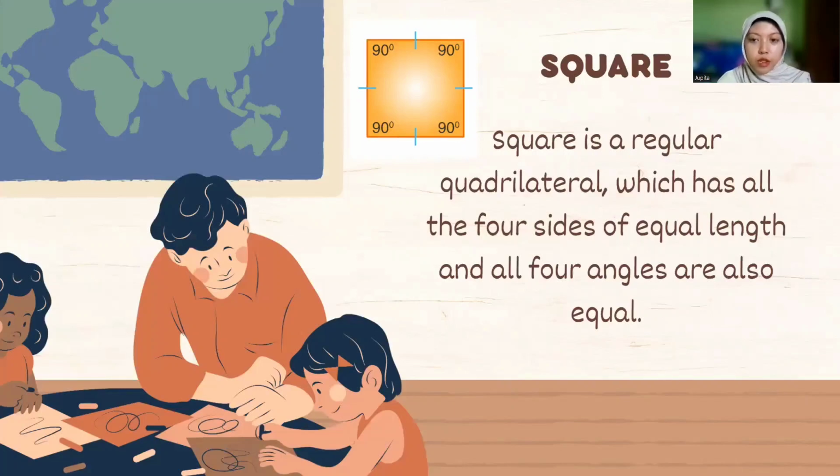Next is about square. Square in Indonesian we call it persegi. A square is a regular quadrilateral which has all four sides of equal length and all four angles are also equal.